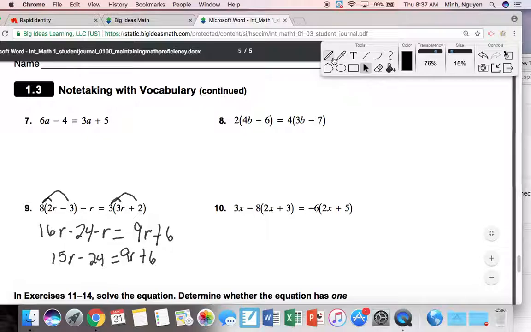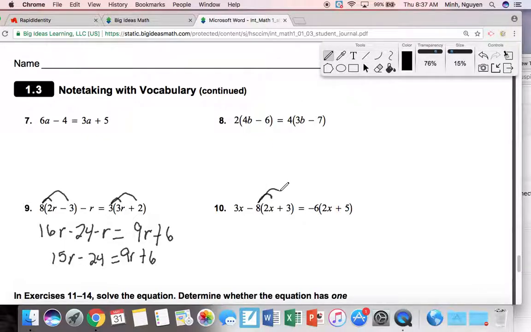Okay, let's distribute here. So this one's a little tricky because we have a negative 8 and a negative 6. So we have 3x minus 16x minus 24. That 3x minus 16x is going to become a negative 13x. Negative 6 times 2x is negative 12x. Negative 6 times a positive 5 is negative 30. You go from here. We get negative 13x minus 24. You should add 13x or 12x to either side. It doesn't matter.